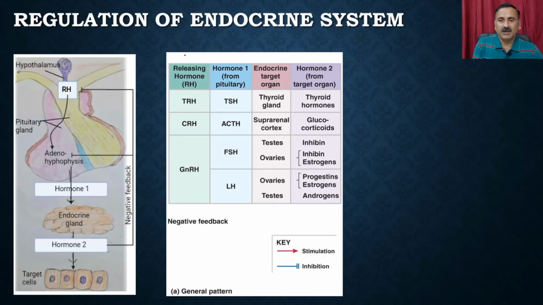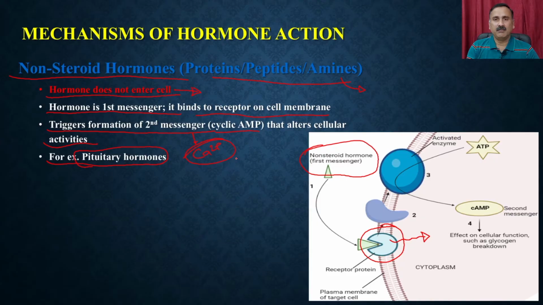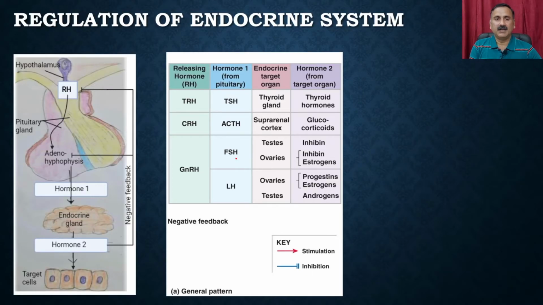Now, because we have so much complication, because we have the primary messengers as well as secondary messengers, every hormone is being regulated by one or other hormones. So that's how they will be under tight control. So how does the regulation of the endocrine system work?